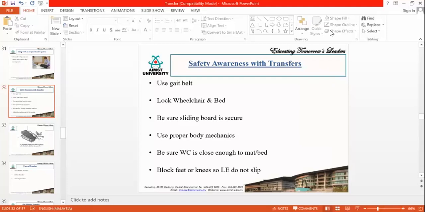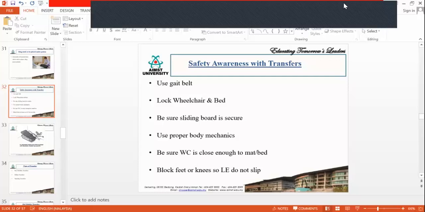Sometimes if you are holding the patient's waist, the patient's body will slip down from your hand and the patient may go down. Or if you're not able to tolerate the patient's body weight, the patient will slowly slide down and fall down. So that's why you try to use this gait belt as much as possible without using your hands alone.